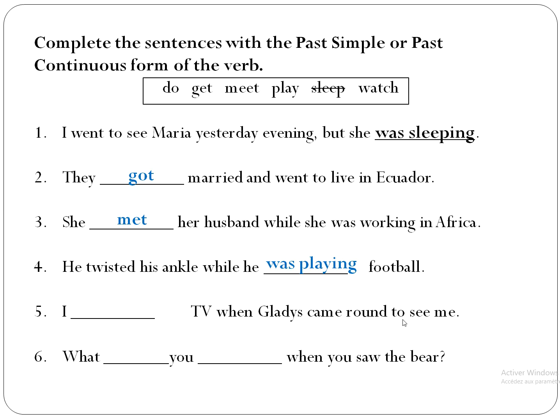Number 5, I, TV, so the verb watch, when Gladys came round to see me. So I was in the middle of doing the action and Gladys came. So an action in progress interrupted by another action. I was watching TV when Gladys came round to see me.